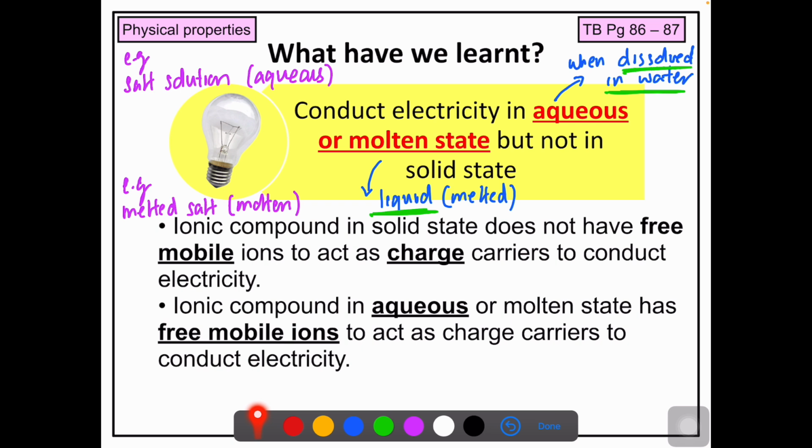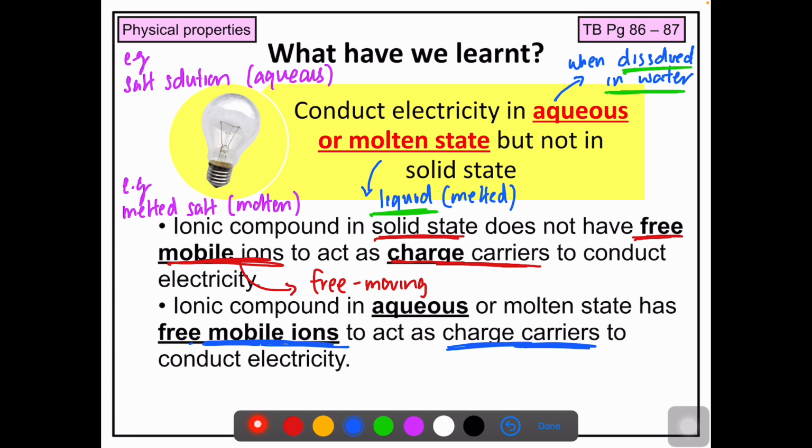So for ionic compounds, interestingly, they can conduct electricity in aqueous or molten states, but not in the solid state. Why so? It's because in the solid state, they do not have what we call free mobile ions. Now, what does mobile mean? Mobile means free moving. That means in the solid state, the ions cannot move. And when they cannot move, they cannot act as what we call charge carriers to conduct electricity. In the aqueous and molten state, you have mobile ions, and then they can act as charge carriers, and then they can conduct electricity.